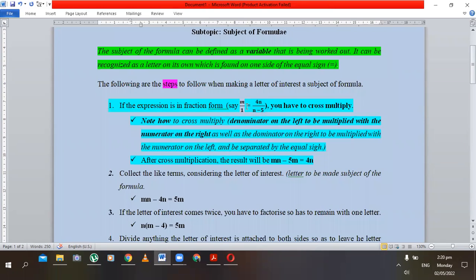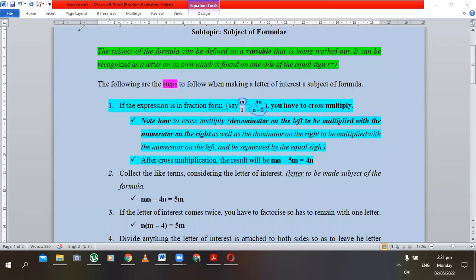On the left-hand side here, the denominator is a 1 and the numerator is an m, whereas on the right, the numerator is 4n and the denominator is n minus 5. If we say we are going to cross multiply, it means we are going to multiply this numerator on the left with the denominator on the right. This is what it means to cross multiply.